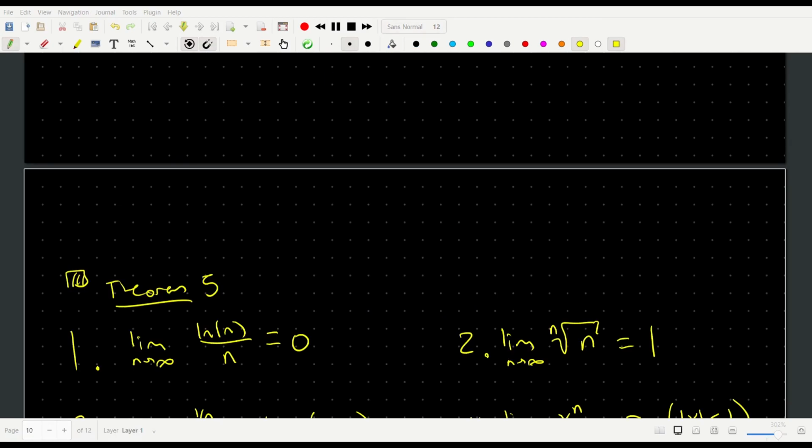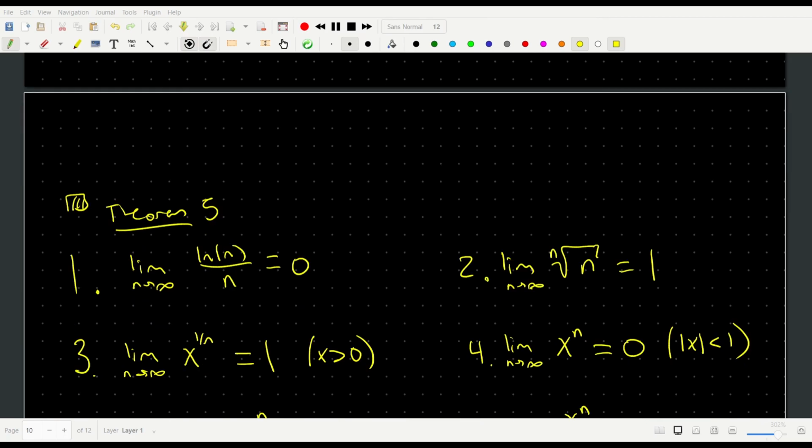So the final thing that I want to leave you with is a sort of homework assignment. It won't be collected, but I think it's good practice to get in the habit of. I want you to go through and prove the following 6 limits using the limit laws and the things that I talked about at the very end of this lecture. Limit 1: the limit as n goes to infinity of the natural log of n over n is 0. Limit 2: the limit as n goes to infinity of the nth root of n is 1.